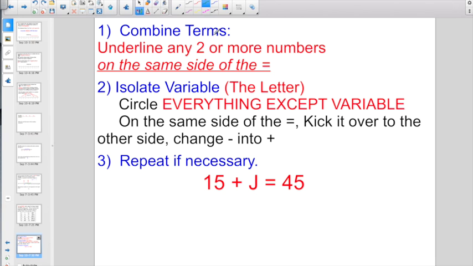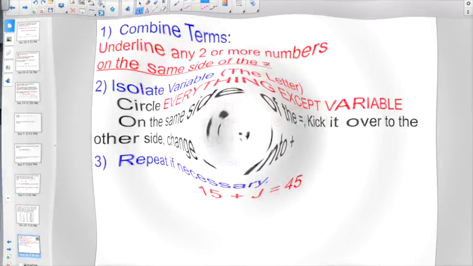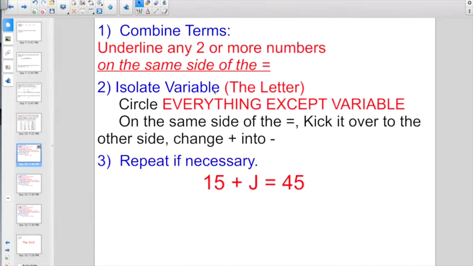You either want to combine terms: underline any 2 or more numbers if they're on the same side of the equal sign. Or isolate the variable. Remember, the variable is the letter. Circle everything except the variable on the same side of the equal sign. Kick it over to the other side and change plus into minus. And then it just says repeat if necessary.